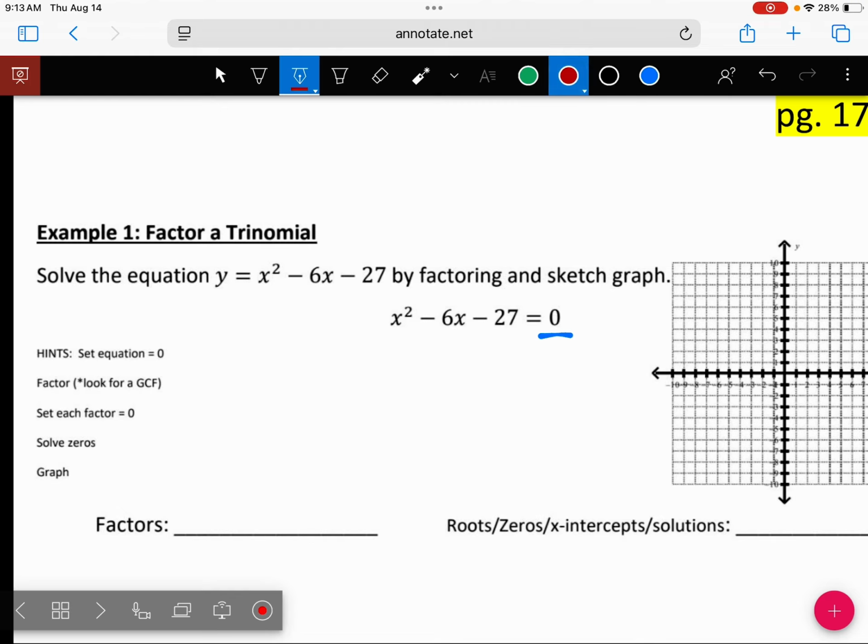So A is 1, B is negative 6, and C is negative 27. Make your X. At the top of the X, I have A times C, which is negative 27. At the bottom, I have a negative 6. If you need to take out your pink charts to help you do that, I want you to find 2 numbers that multiply.